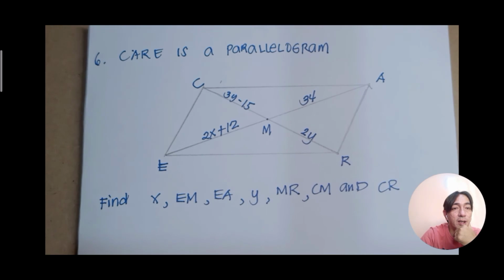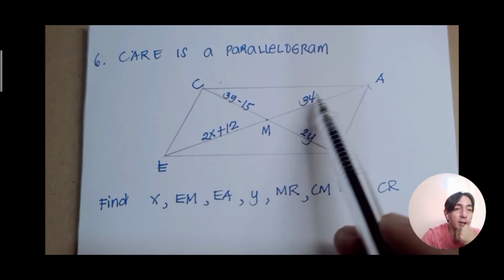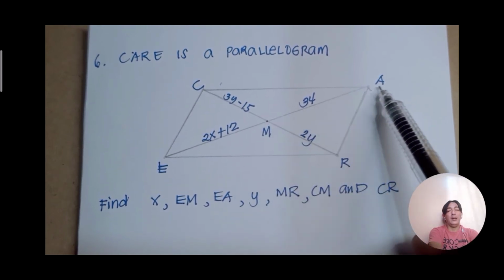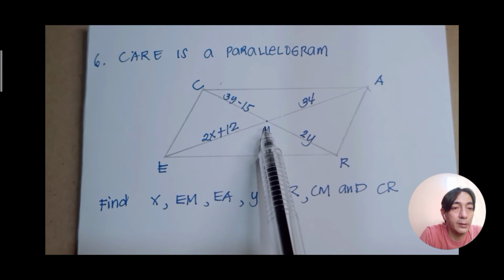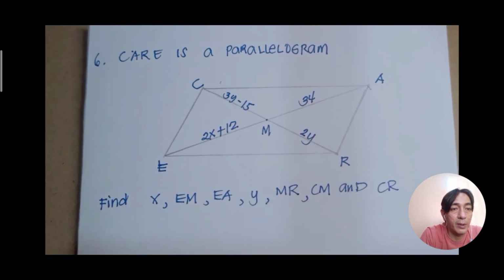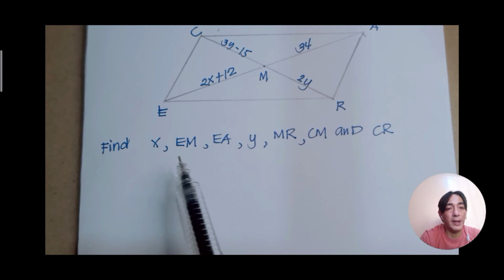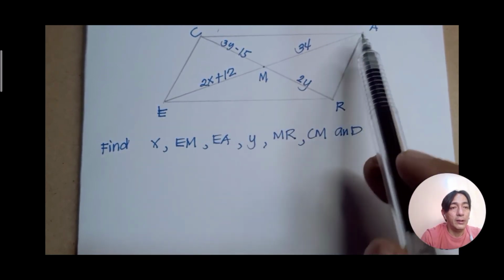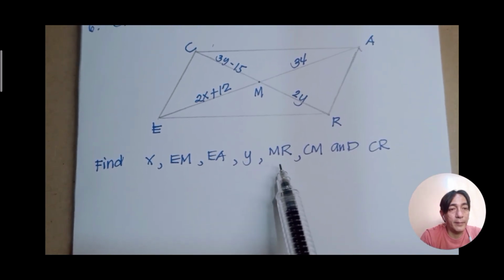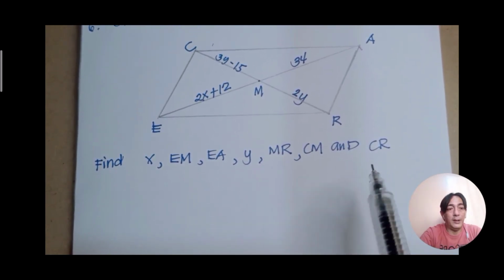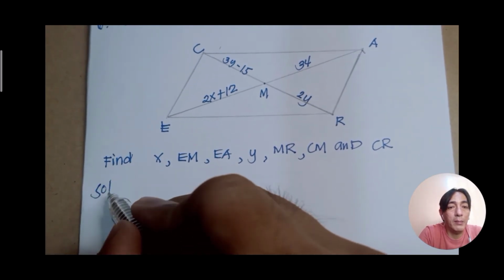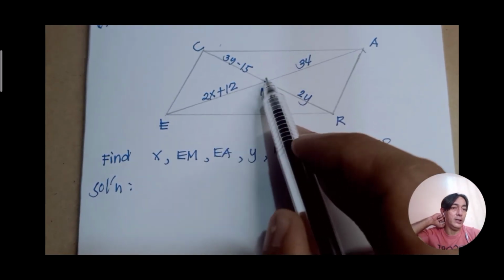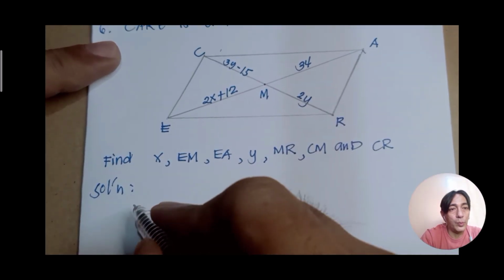So, the figure is a parallelogram. So, ang diagonal natin is CR and EA. Okay? So, CM is congruent to MR. Diagonals bisect each other in a parallelogram. So, we'll find x, EM, EA, y, MR, CM, and CR. Okay, remember, diagonals in a parallelogram bisect each other. So, you can say that EM is congruent to MA.